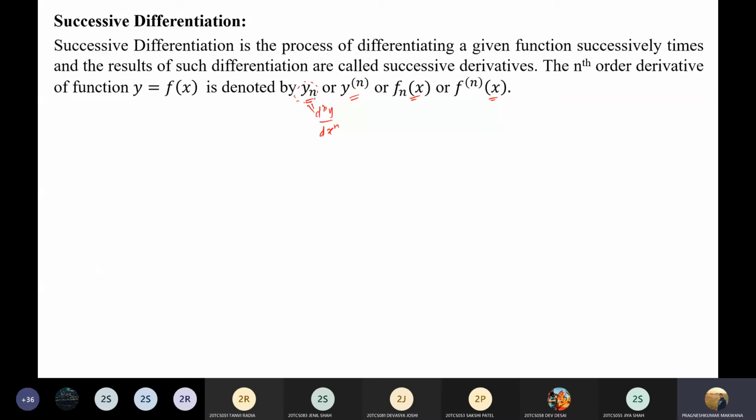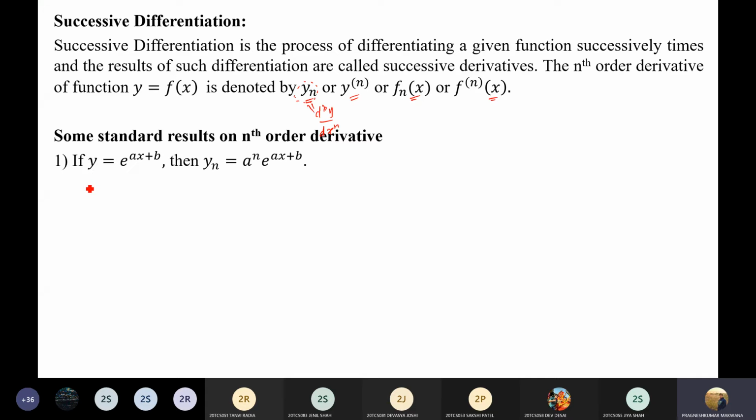So here we want to find the nth derivative of some elementary functions like exponential, rational, trigonometric, logarithmic. So the first, you can see here, the function is given that y is equal to e raised to ax plus b. Remember this statement because we use this statement in examples directly. So if y is equal to e raised to ax plus b, then what is the nth derivative of this function? Yn, that means nth derivative.